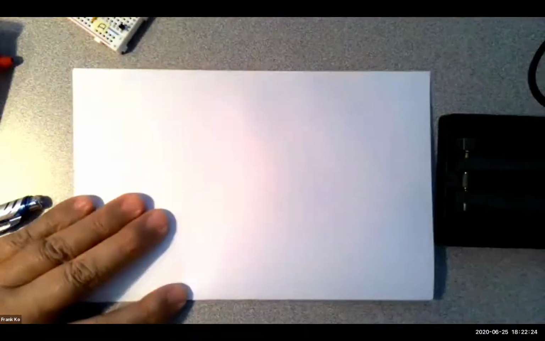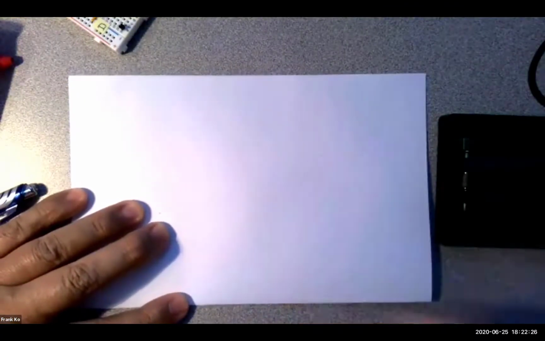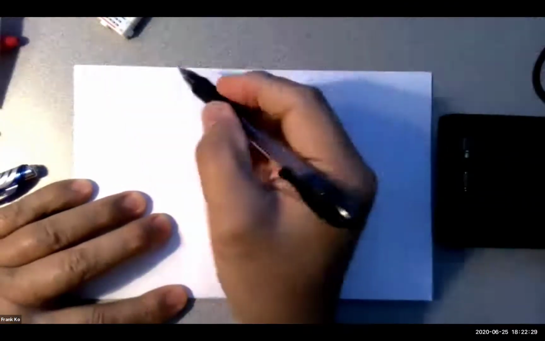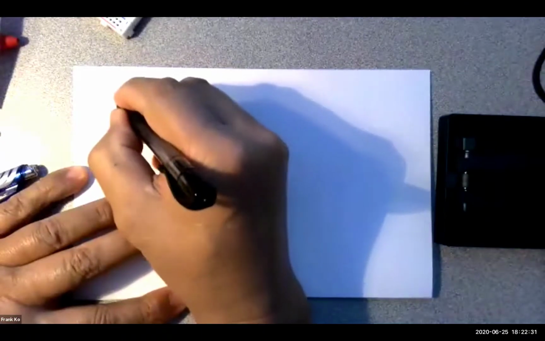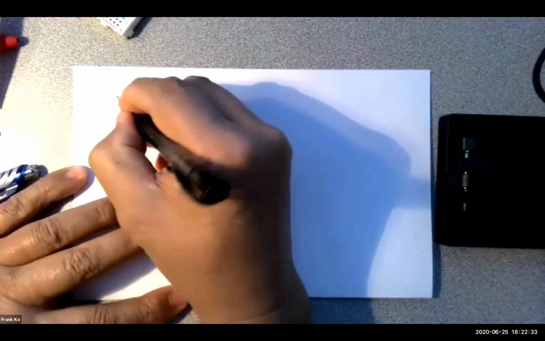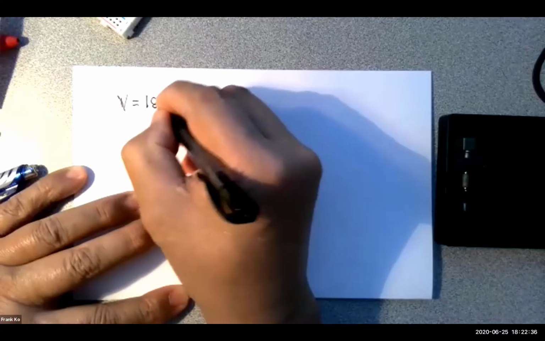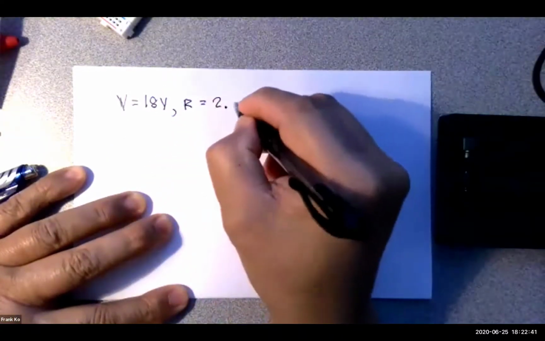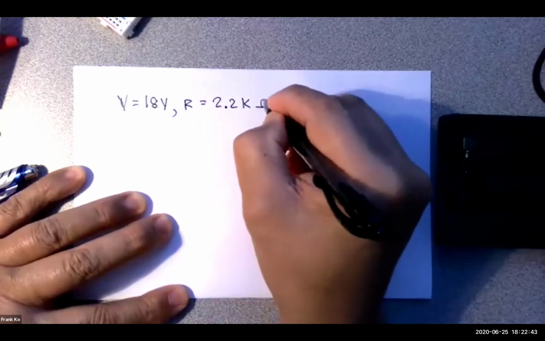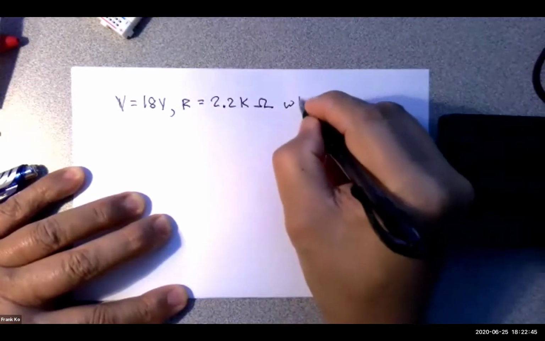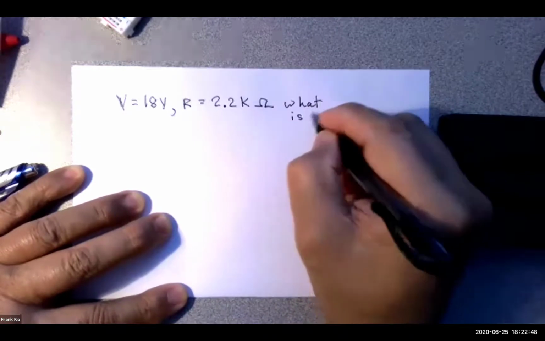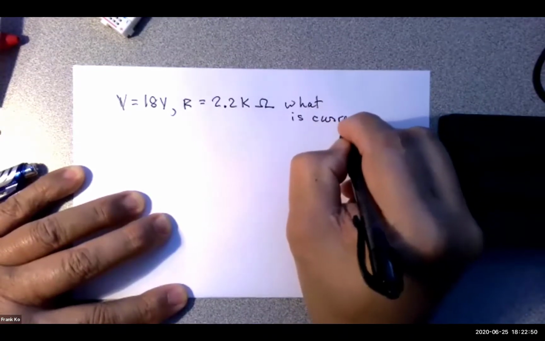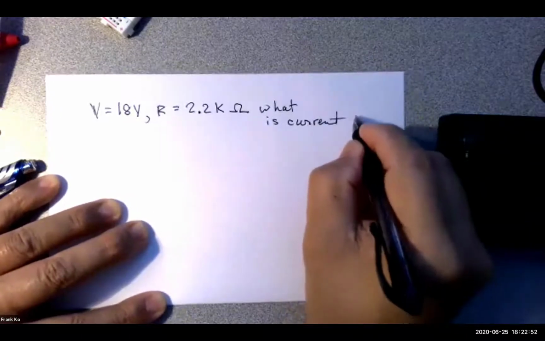So let's go ahead and do some calculator exercise practicing. Say for a moment we have V equal to 18 volts, and R is given as 2.2 kilo ohms. And the question is, what is the current? How much is the current?